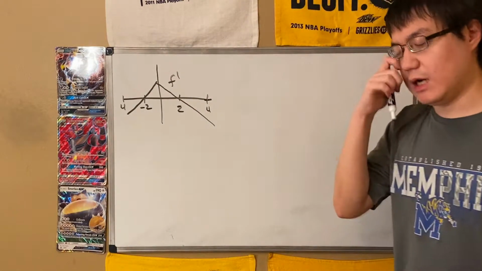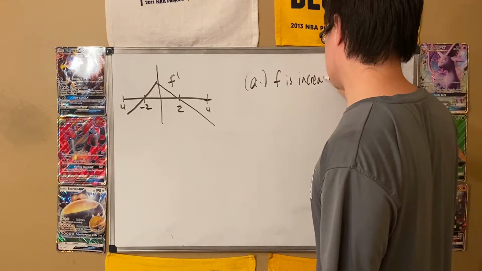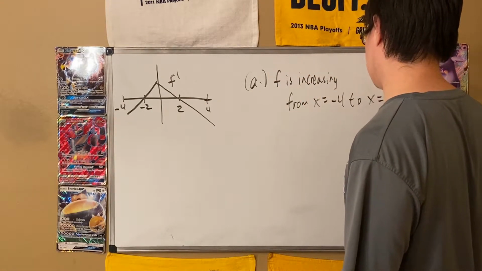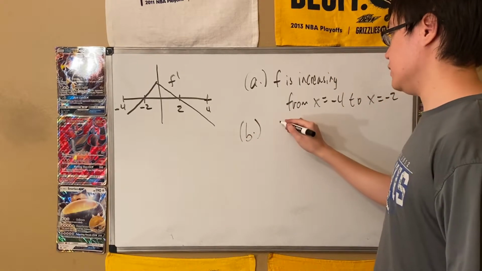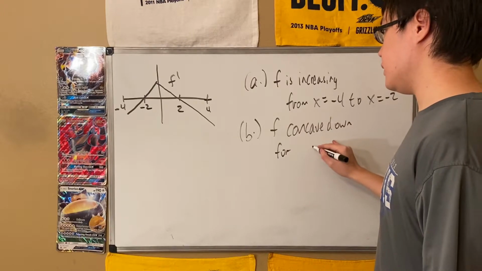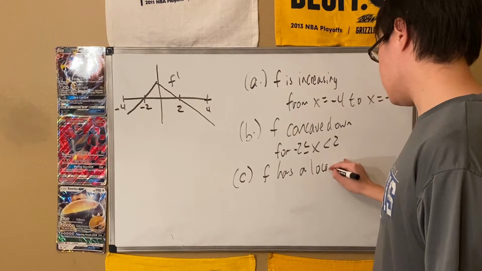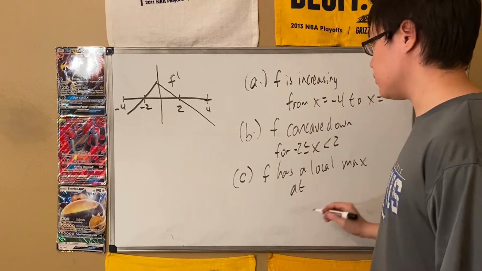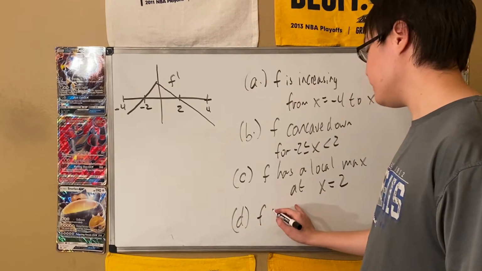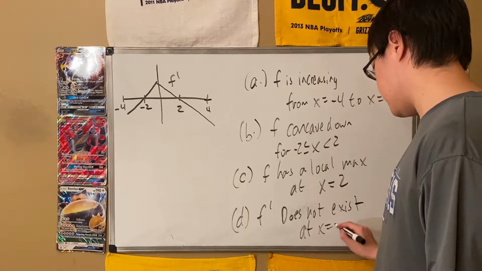And let's say we're doing a multiple choice question. The choices are: A, f is increasing from x equals -4 to x equals -2. B, f is concave down for x between -2 and 2. C, f has a local max at x equals -2. Let's say 2. And then finally D, f prime does not exist at x equals 0. So these are our answer choices.